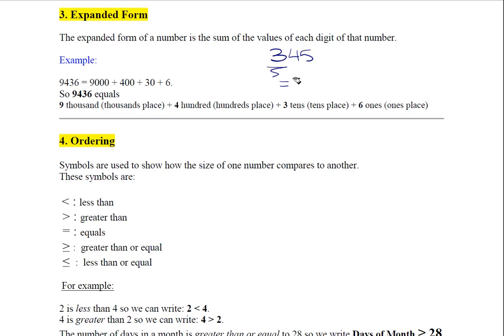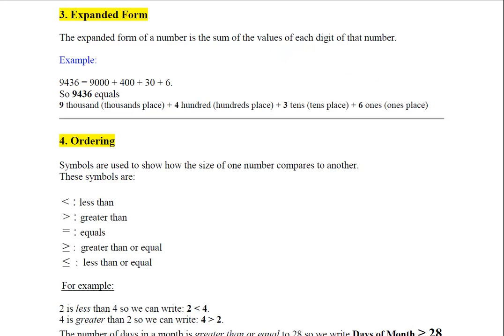It's the hundreds, which is 3, since it's a hundreds, so it's 300, plus the tens, which is 4, since it's a tens, so we multiply by 10, so that's 40, plus the ones, which is 5, since it's a 1, so it's 5 times 1, which is 5. So 345 can be written as 300 plus 40 plus 5. This is called the expanded form of a number.